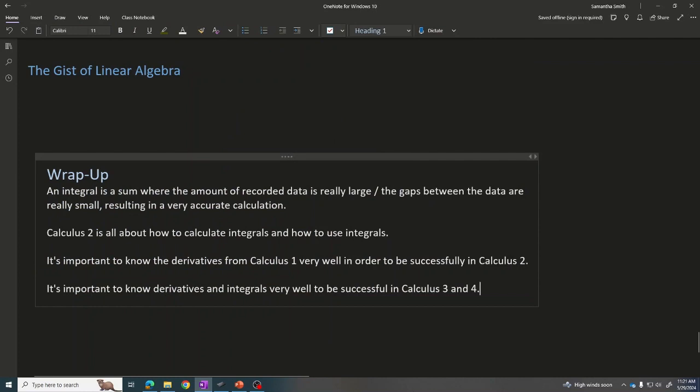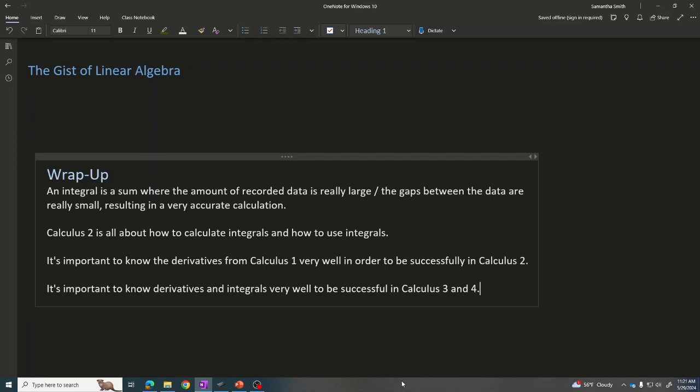To wrap up the gist of today's video, an integral is just a sum. In particular, an integral is a sum where the amount of data that you've recorded is really large, or put another way, the gaps between the data that you have recorded are very, very small. As a result, the integral gives you a very accurate calculation of whatever physical quantity you're interested in in your scenario.